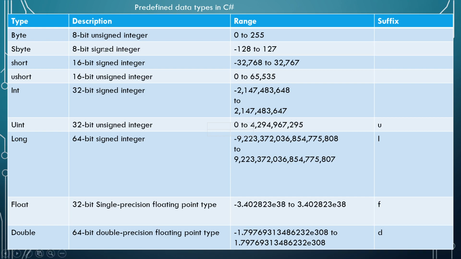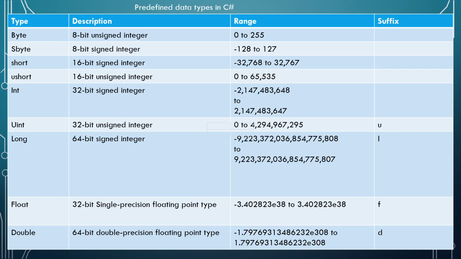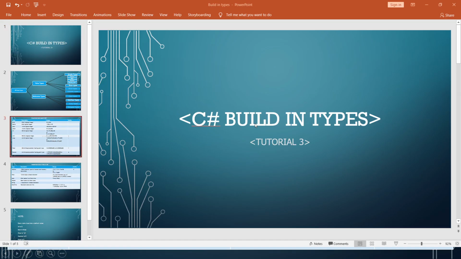And let's look at the predefined data types in C#. These are the types with their description, range, and suffix. These are the data types: byte, sbyte, short, ushort, int, uint, long, float, decimal, char, bool, object, string, datetime. If you look at these data types and their range, except object and string, all of the data types have their range. Let's look at int. If we go beyond this range, it's going to give us a compile time error.